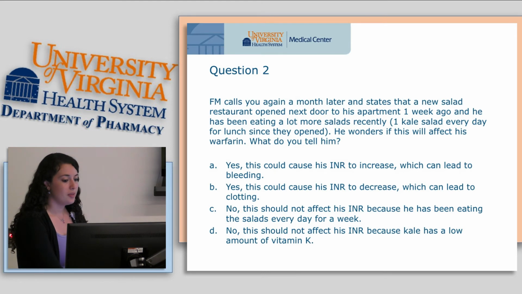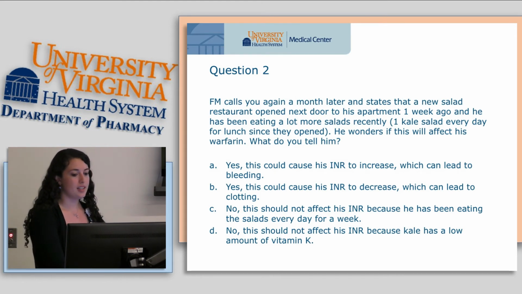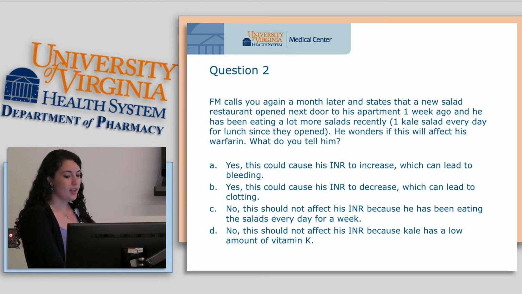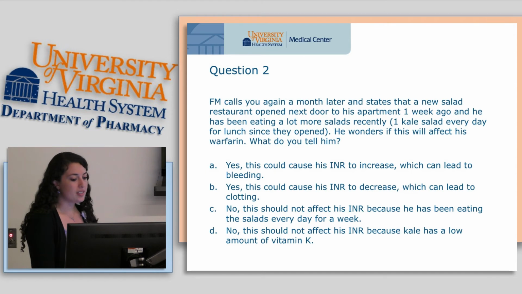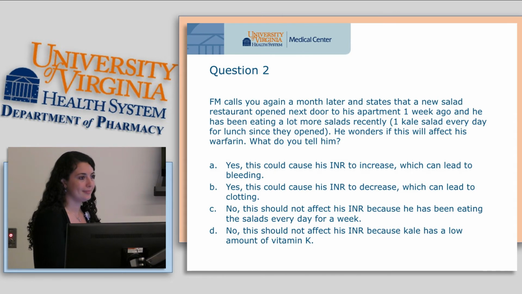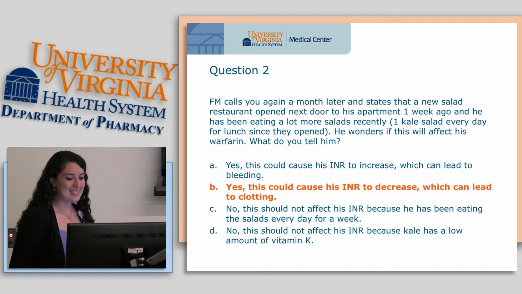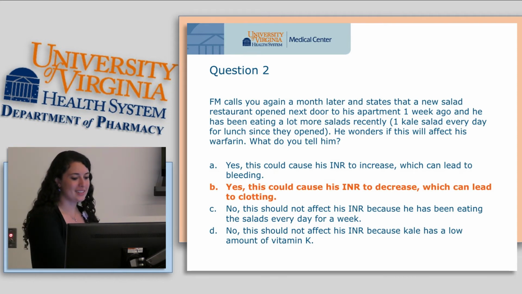And so could you tell him: A, yes, it could cause his INR to increase, which could lead to bleeding. B, his INR could decrease or lead to clotting. C, no, it shouldn't affect his INR because he's been having them every day for the week, or D, it should not affect his INR because kale is low in vitamin K. Did you say B? Yes, so B is the correct answer.